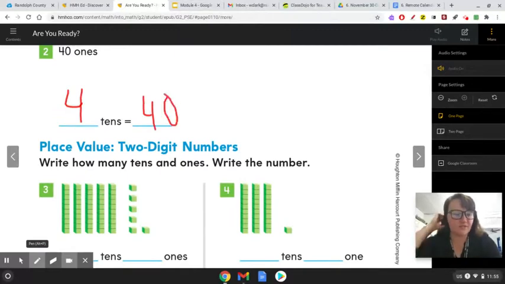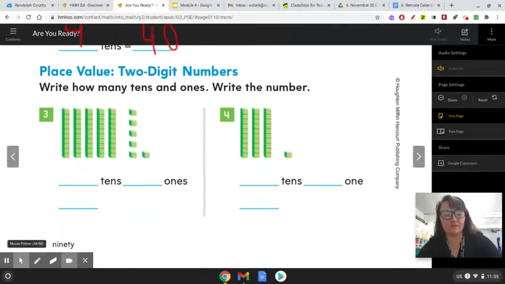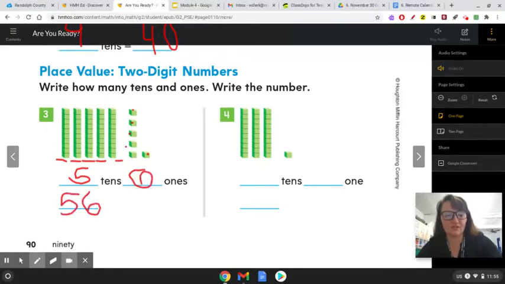Then it says place value, 2-digit numbers. So you're going to do the 10s and 1s. This is one of my favorite things to do in math. I love place value. It's awesome because it's very simple. It's right there in front of you. So how many 10s are there? 1, 2, 3, 4, 5. We have 5 10s and how many 1s? 1, 2, 3, 4, 5, 6. 5 10s, 6 1s makes 56.